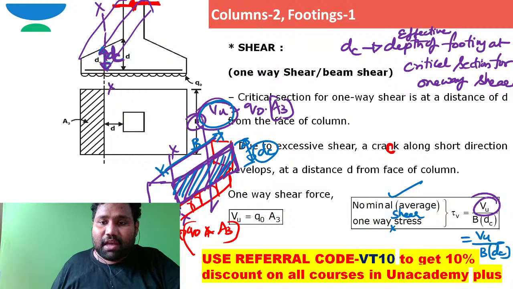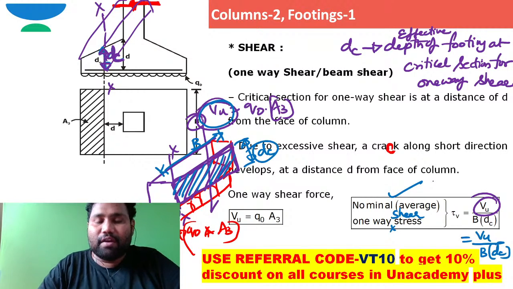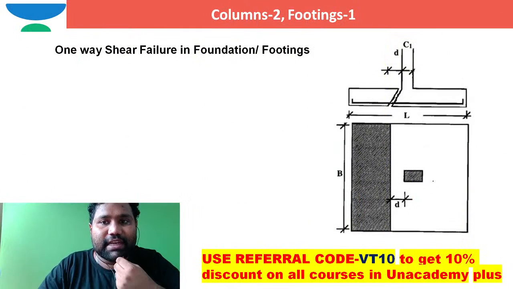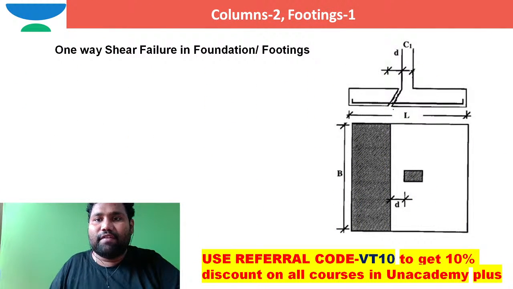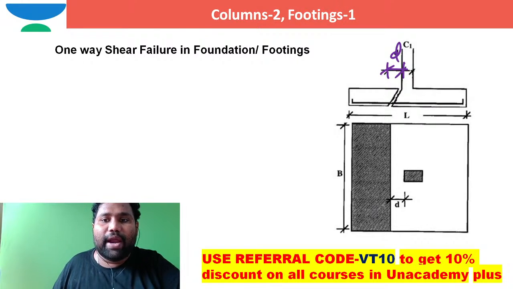Okay. Right. This is how you can work out nominal or one-way shear stress. Now some people will come and say, sir, how to investigate this? This is how you can see one-way shear failure is always possible from the face of the column at a distance of effective depth from the face of the column. This is how clearly we had already mentioned.